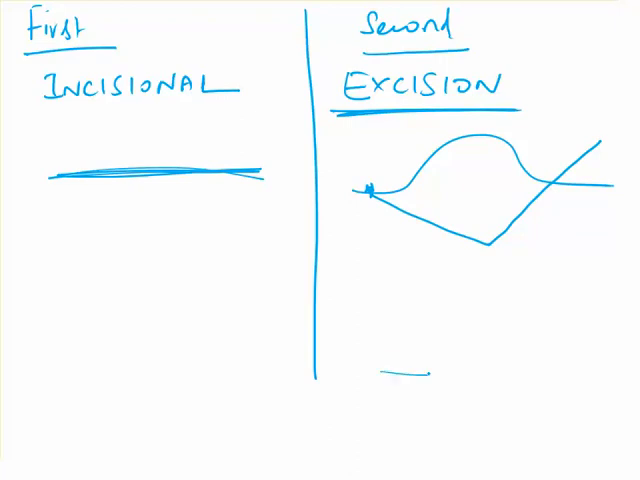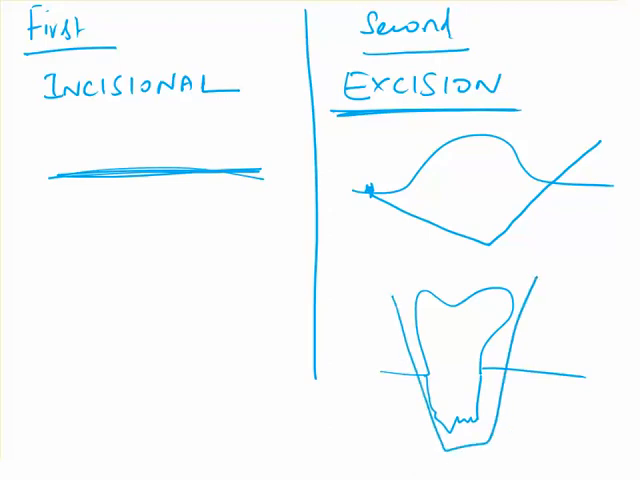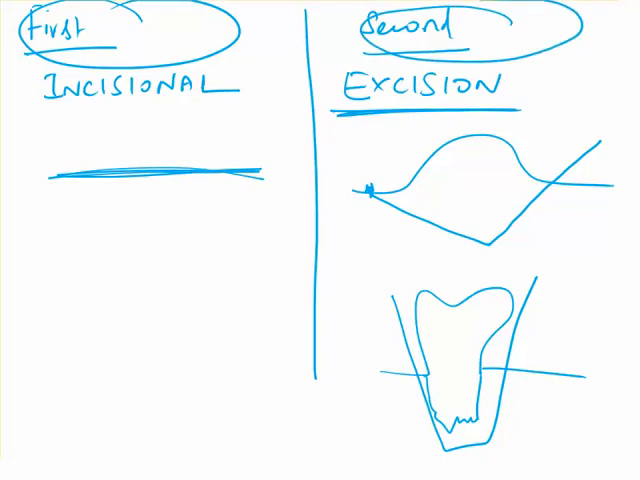For example, you have a tooth here, and you want to remove the tooth. It has a root, right? And you remove the tooth like this. It is excision. You all understand? So first intention of wound healing is seen in incisional wound. Second intention of wound healing is seen in excisional wound. What is the difference?